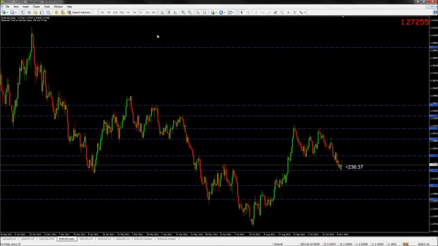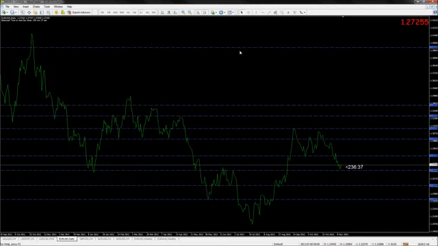Okay, so what I'll do first off is give you guys an idea about how I draw my support and resistances. This is the daily chart to begin with. We're going to be focusing on the lower time frames, so I'm going to be adding a few more support and resistances in here, and I'll show you exactly how to do that in a second.